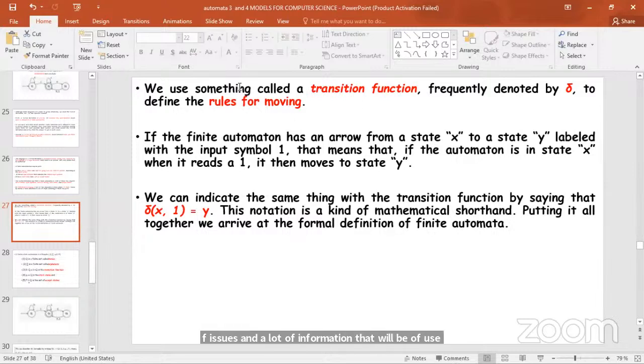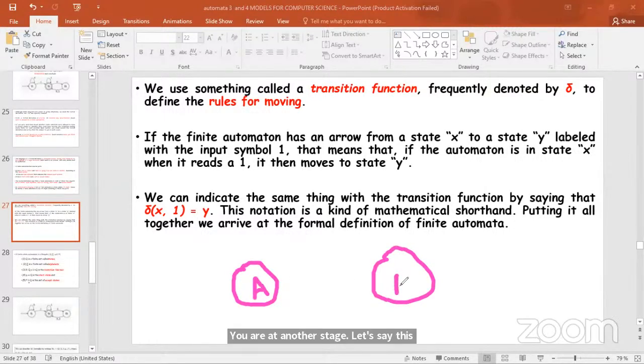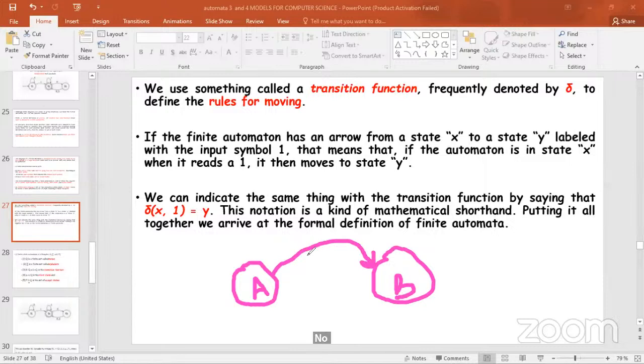So we use something called a transition function. Now, what is a transition function? Let me do an annotation. So you are at a state here, you are at another state. Let's say this state is A, right? And this state is B. Now, this arrow moving from this point is called the transition.